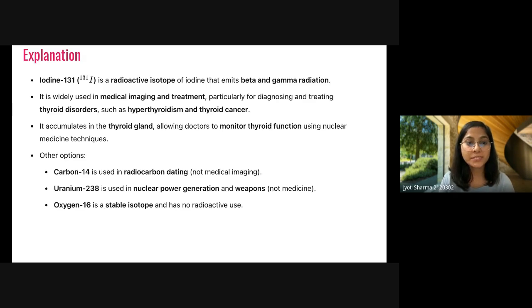So if you see here, iodine 131 is the radioisotope that emits beta and gamma radiation, and this is used to diagnose and treat thyroid disorders. We already have talked about carbon 14 being used in radiocarbon dating, uranium 238 used in nuclear power generation, and oxygen 16 is the stable isotope. Okay.